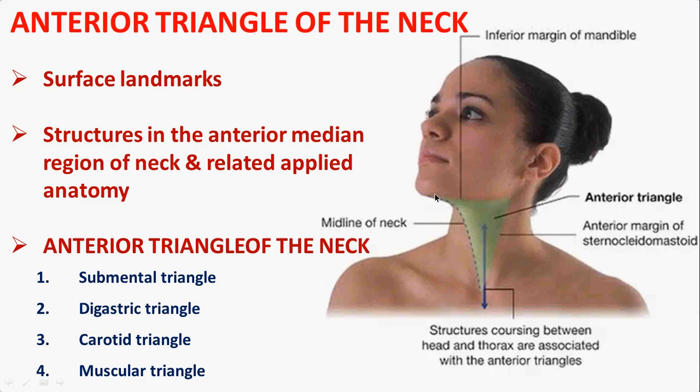And then we will see the anterior triangle of the neck, which is bounded by the midline of the neck, the inferior margin of the mandible, or you can say the base of the mandible, and the sternocleidomastoid. We will see the triangles present in this boundary. There are four triangles. First, the submental triangle and the digastric triangle; these two we will see in detail. The third, the carotid triangle, and the muscular triangle we will see in the second part of this lecture.